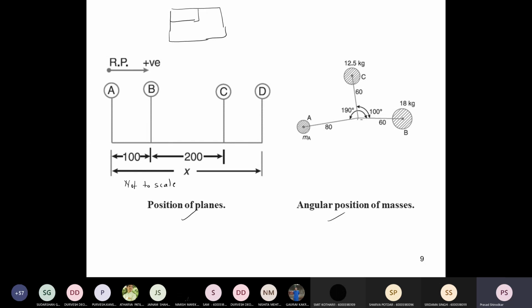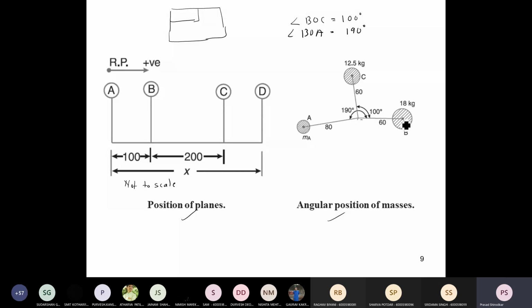Is everybody on the same page as I am doing? If you are not following anything, please ask. Could you please explain it once again? How did we get the angular positions? Angle BOC is given in the data, that is 100 degrees. And angle BOA is given as 190 degrees. Both the angles are mentioned with respect to B.